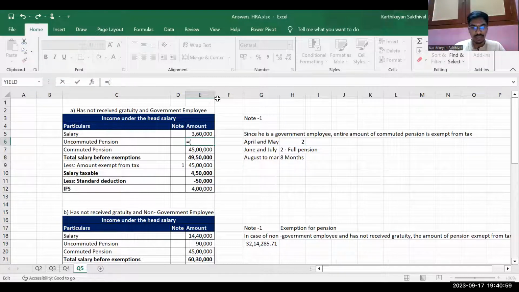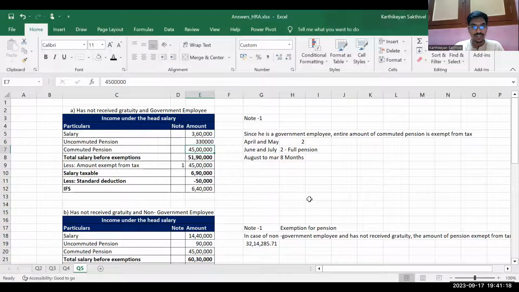So April and May is done. So June and July, 75,000 into 2. Correct? Then from August to March, 75,000 into 30% into 8 months. So this will be the value of uncommuted pension. Correct? Some doubts on this?